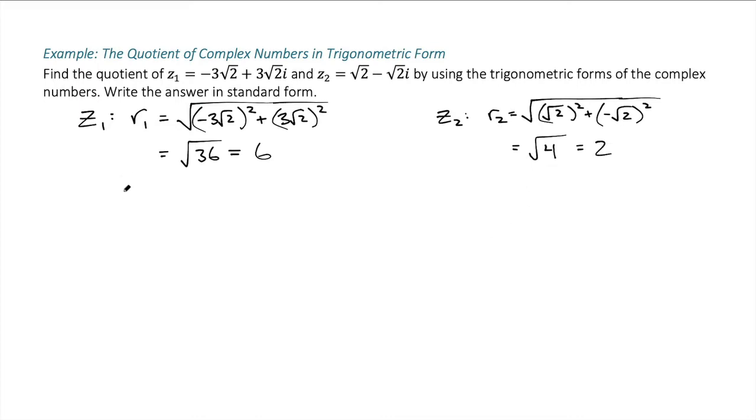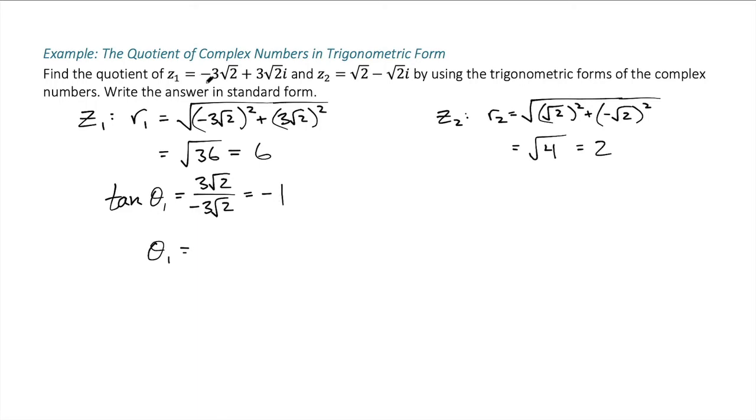We also need theta 1 and theta 2, and we know that tangent of the angle is b over a. So that's 3 root 2 over negative 3 root 2. This is negative 1. And to find theta 1, I just need to think, well, when is the tangent of an angle equal to negative 1?